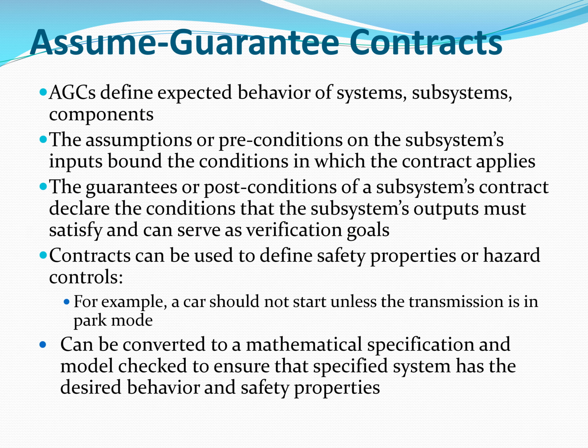The approach that we're using is based on assumed guarantee contracts. Assumed guarantee contracts define the expected behavior of the systems, subsystems, and components. The assumptions or preconditions on the system's inputs bound the conditions in which the contract applies, and the guarantees or postconditions declare the conditions that the output must satisfy and can serve as verification goals. So we can use contracts to define safety properties or hazard controls. An example would be a car shouldn't start unless the transmission is in park.